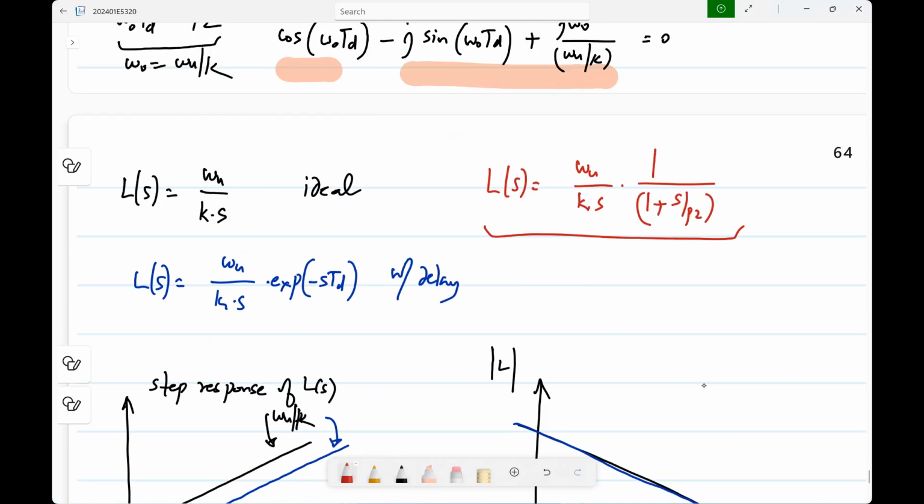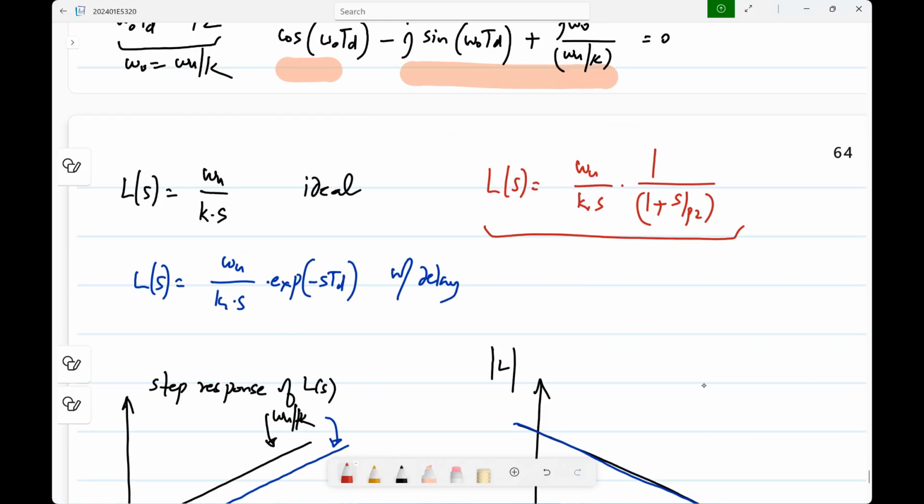What is the step response of that? How do you find the step response of this? What will you do? It is? How will you find the step response if you have some function like this? What will you do?